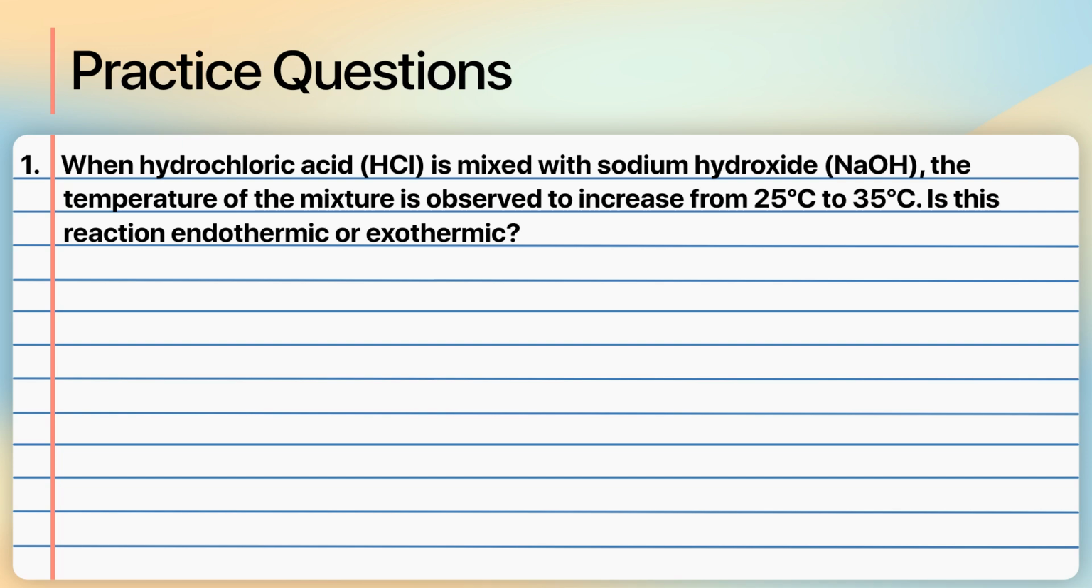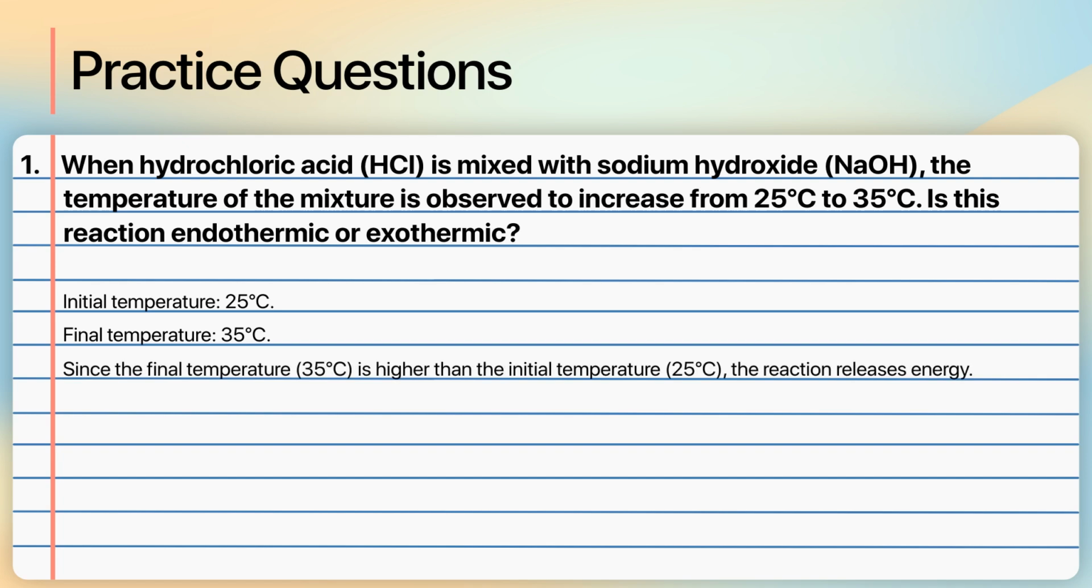To answer this question, you must begin by noting the initial temperature of the reactants. This is 25 degrees Celsius. After the reaction occurs, measure the final temperature. This is 35 degrees Celsius. Then, you must compare the initial and final temperatures. Since the final temperature, which is 35 degrees Celsius, is higher than the initial temperature, 25 degrees Celsius, the reaction releases energy. In conclusion, this temperature increase indicates that the reaction is exothermic.